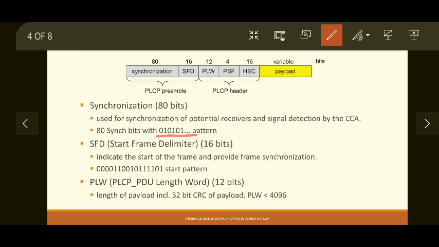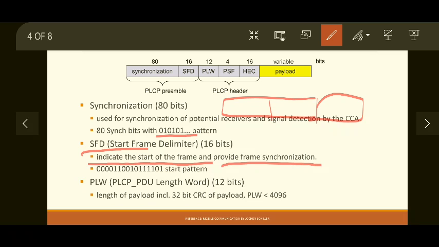Once synchronization with the receiver is done, the actual frame will start. That is indicated by the start frame delimiter. So what does it indicate? It indicates the start of the frame and provides the frame synchronization. If the user data is large, which is usually the case, it will be divided into small fragments. Each fragment will be associated with the preamble and header.